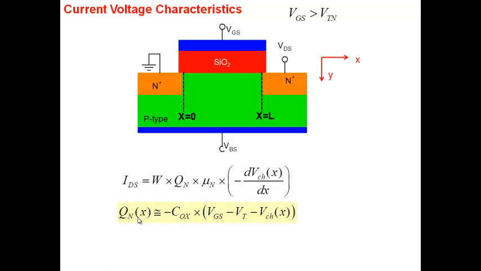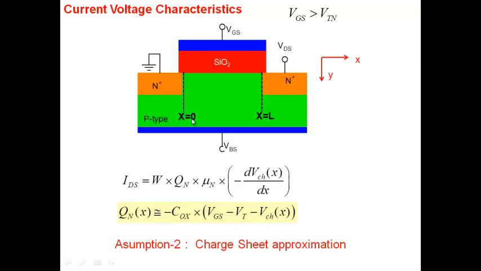Now, we have derived this particular expression for inversion charge density. Inversion charge density is equal to minus Cox, VGS minus VT minus V channel x. Now, there are several assumptions within this particular expression also. One of the assumptions in Q inversion is that we assumed that the channel is a sheet of charge, which exists right at the interface. So the assumption that we have, which we call the charge sheet approximation.